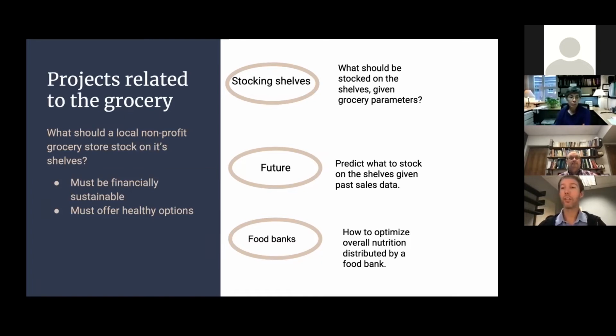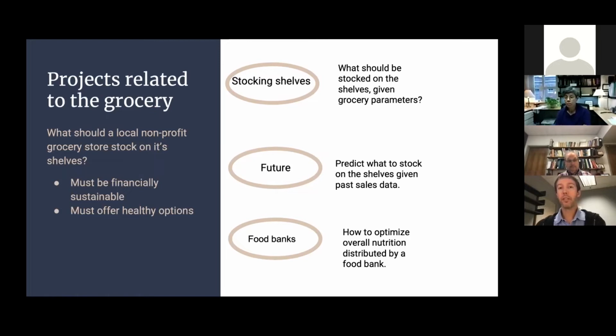First of all, in whatever model we come up with, the grocery has to be financially sustainable, because it's going to be a not-for-profit grocery. And the whole point is to offer these healthy options to the local community. And so it has to be able to sustain itself. Furthermore, it has to provide those healthy options. So those are 2 givens for us.